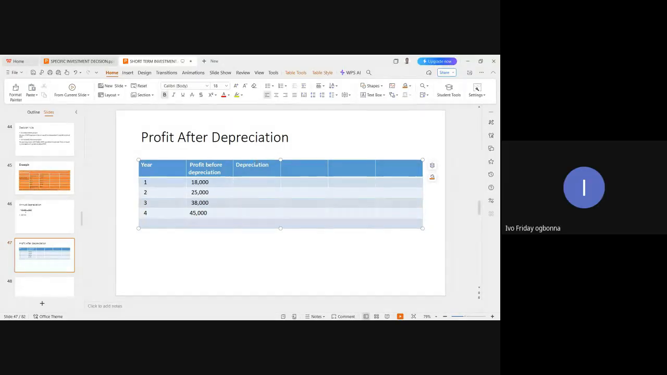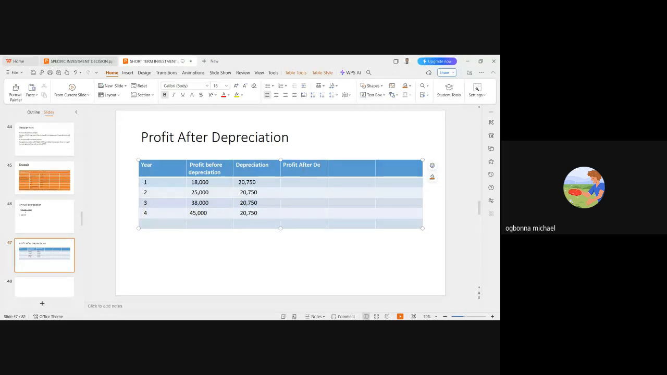2,750. So you less that for every year. 2,750, 2,750, 2,750, 2,750. So your profit after depreciation will now be what?